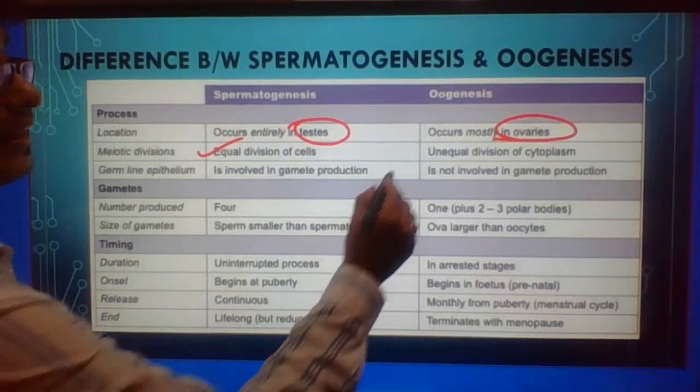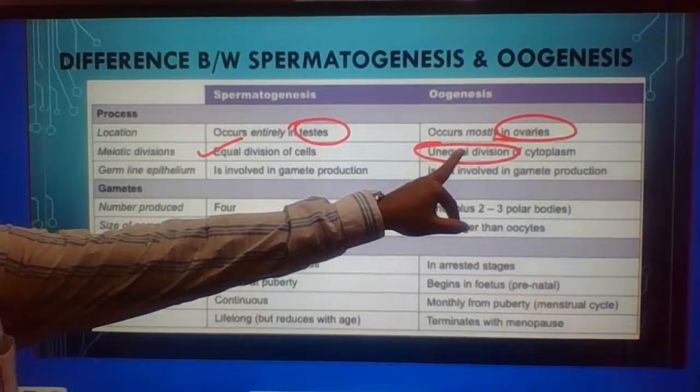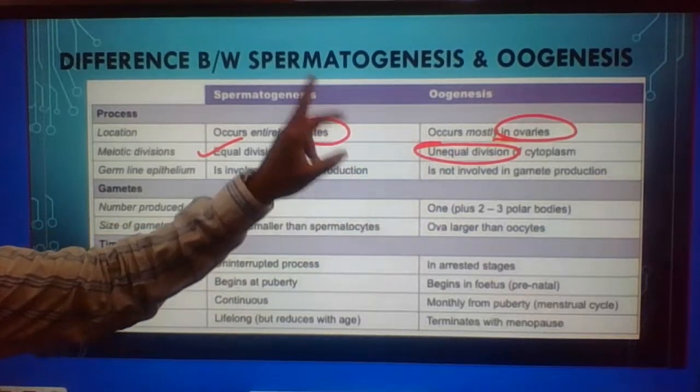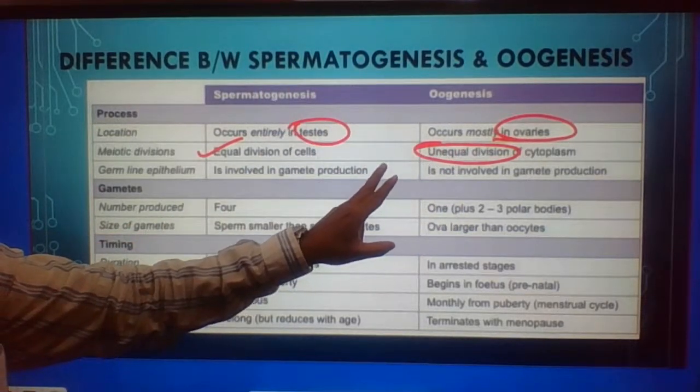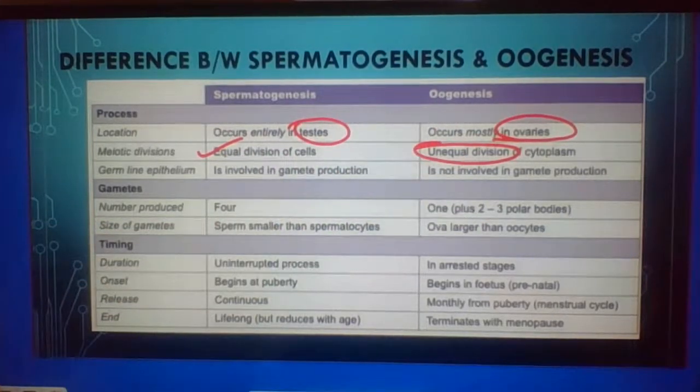Unequal division of the cytoplasm occurs in this case because the polar body is getting formed. So unequal division, but reduction division happens in both places. But here equal division happens, and in oogenesis unequal division happens.